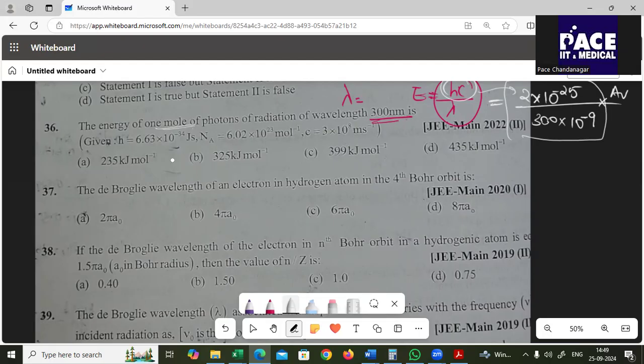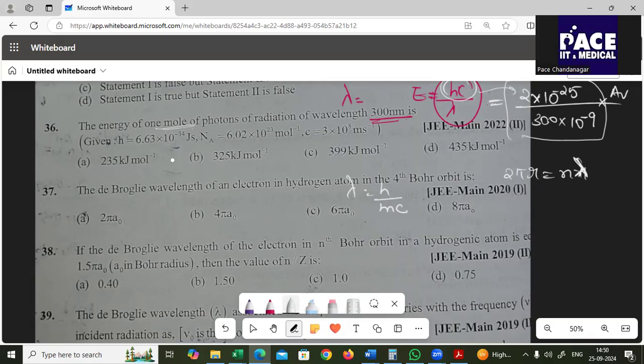Now, 37. The de Broglie wavelength of an electron in the hydrogen atom in the fourth orbit. De Broglie wavelength is what? Lambda is equal to h by mv. So bring the value there and then substitute. And we also know that 2 pi r is equal to n lambda, n into lambda. And just substitute those values there. You are going to get that part here.